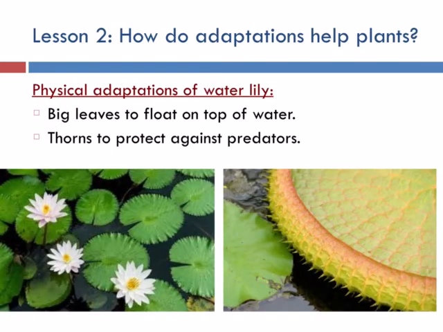The plant that you are seeing now in front of you is called a water lily. This plant has two adaptations that allow it to survive in its environment. First, it has big leaves, as you can see in the picture, and these leaves allow it to float on top of water. Second, underneath these leaves, from the bottom, you can see that there are spikes or thorns. These spikes are there to protect it from predators that try to eat this plant.